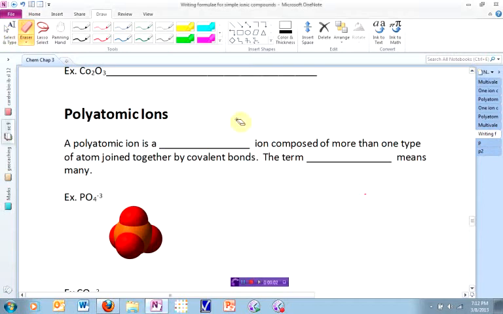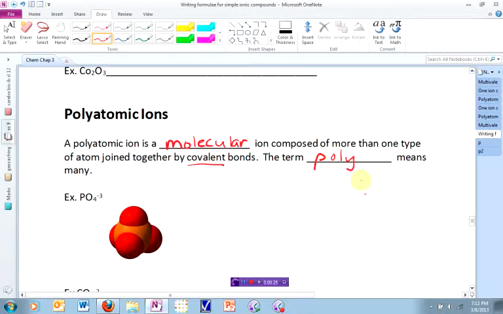This tutorial is about writing formulas for polyatomic ions. A polyatomic ion is a molecular ion composed of more than one type of atom joined together by covalent bonds, which we'll talk about in grade 10. The term poly means many. You probably heard that term in math.